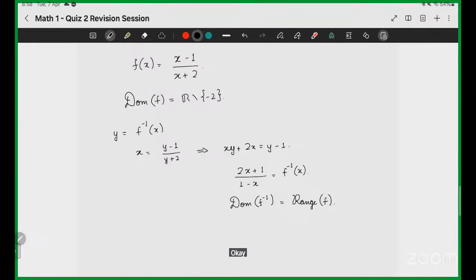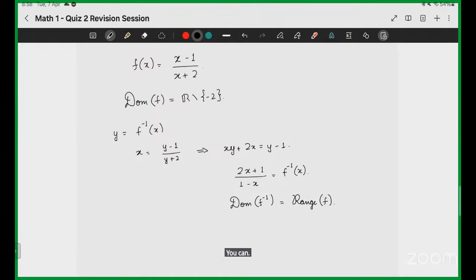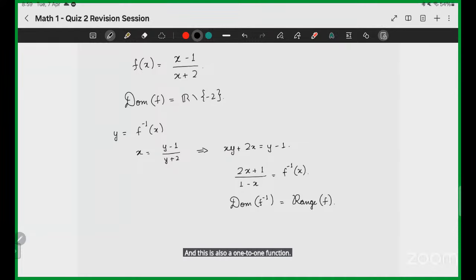Okay, sir. All right. Now, if you have an obviously non-injective function, when you try to compute the inverse, you will have some multiple solutions. So this is fine. You can do this. As soon as you asked the question, I knew you were going for something like this. And this is also a one-to-one function. Yeah, this is a one-to-one function.